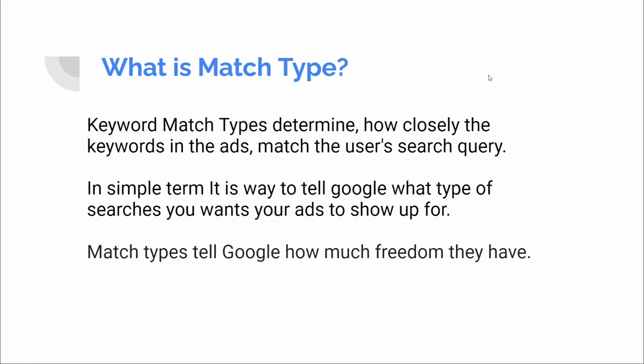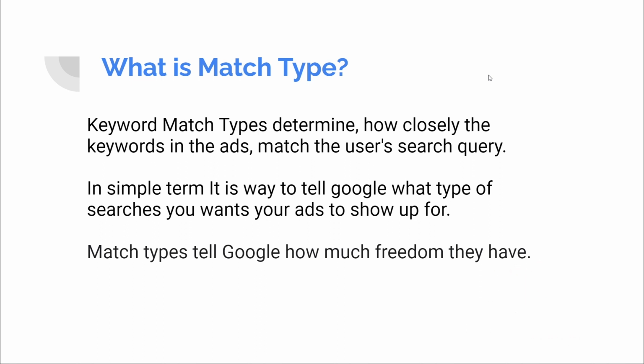So we have touched on keyword match types a number of times throughout the previous few videos, and now we are going to go into each one in much more detail. So first of all, it is really important to have a basic understanding of what keyword match types are. Keyword match types determine how closely the keywords in the ads match the user's search query, right? So in simple terms, you can say that it is a way to tell Google what type of searches you want your ads to show up for.